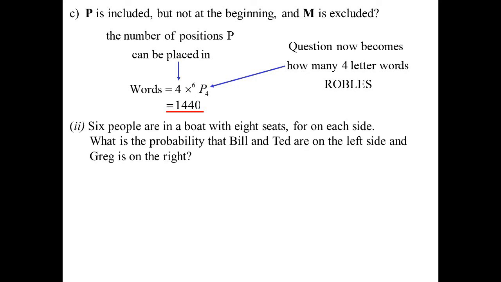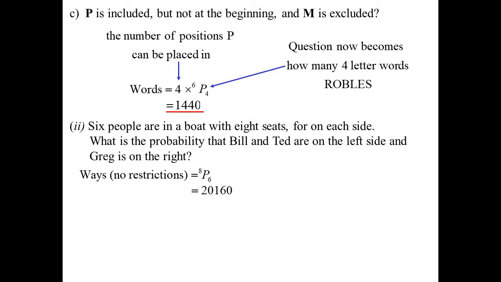6 people are in a boat. It's got 8 seats, 4 on each side. What's the probability that Bill and Ted are on the left side and Greg's on the right? Probability, so I need to work out the total number of ways with no restrictions, because that will go in the denominator of our probability. That's the whole sample space. So it's 8P6, because there are 8 seats, we're going to use 6 of them, and a person sitting in a different seat would be a different arrangement. So yes, it is a permutation. So we've got 20,160 different ways we could sit in this boat.